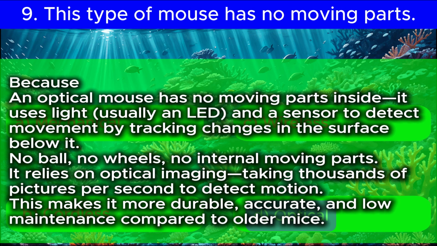Because an optical mouse has no moving parts inside. It uses light, usually an LED, and a sensor to detect movement by tracking changes in the surface below it. No ball, no wheels, no internal moving parts. It relies on optical imaging, taking thousands of pictures per second to detect motion. This makes it more durable, accurate, and low maintenance compared to older mice.